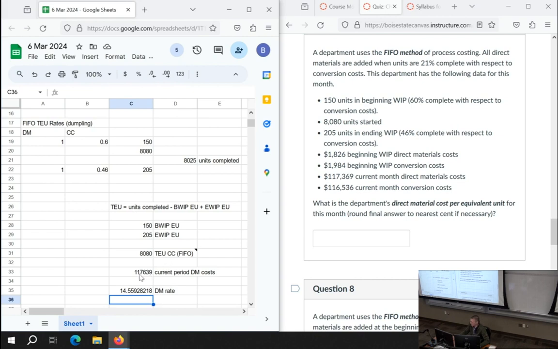All right. Here's what I have. Well, did anybody else get 14.56 rounded to two decimals? My current period's off.